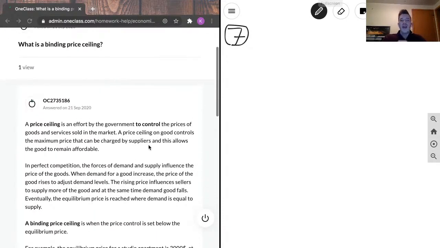So a price ceiling is an effort by the government to control the prices of goods and services sold in the market. And a price ceiling on a good controls the maximum price that can be charged by suppliers, and this allows goods to remain affordable.